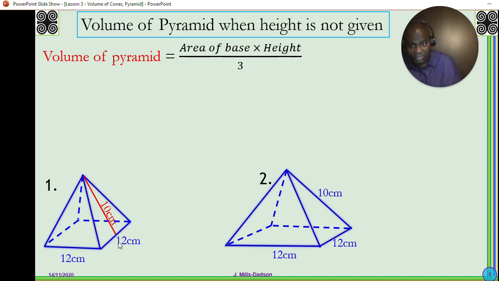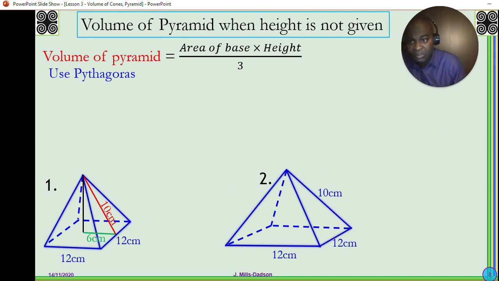The 10 that you see here is the height of the triangle. The 10 that you see here is the slant height of the pyramid. So they are not the same. So this 10 is not the same as this 10. You need to be very careful. So let's look at the first one.